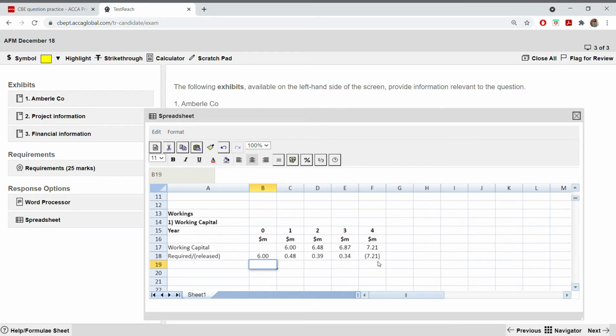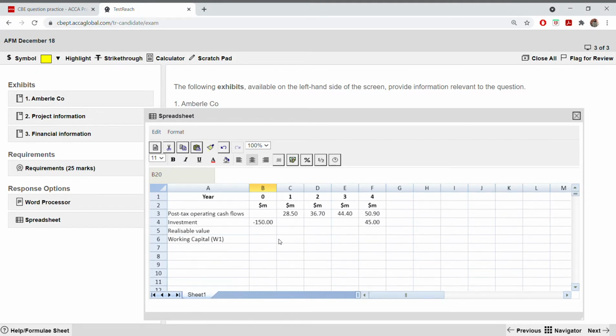Okay. So now we can go to the working capital, and what are we going to put? We are going to put this table. I will make it in bold so that you can understand. 6, 0.48, the required one, okay? And finally, this one, 7.21. But when you put it here in the table, all the required amounts will be in bracket, because definitely you need working capital in the beginning. Even though in working it is positive, it will be in bracket because you are requiring it.